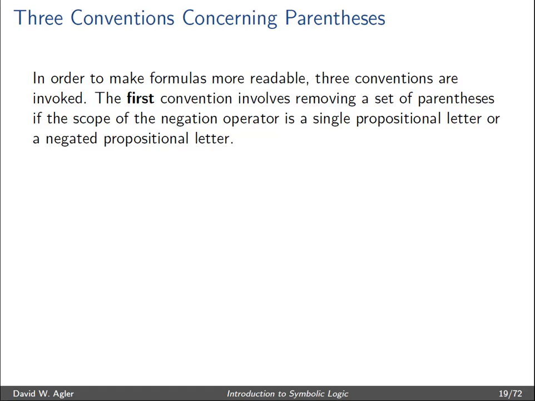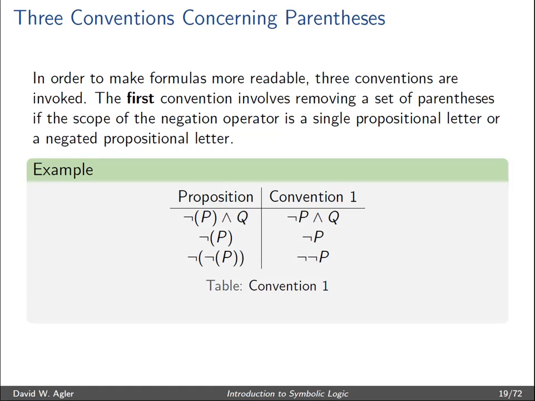The first convention involves removing a set of parentheses if the scope of the negation operator is a single propositional letter. So here are a couple of examples. On the left-hand side, you see not, and then there's these open parentheses, P, close parentheses. But the convention says, well, if the negation is just ranging over a single propositional letter, there isn't any kind of confusion as to what it's applying to. It's just applying to that P, so we can drop out the parentheses.